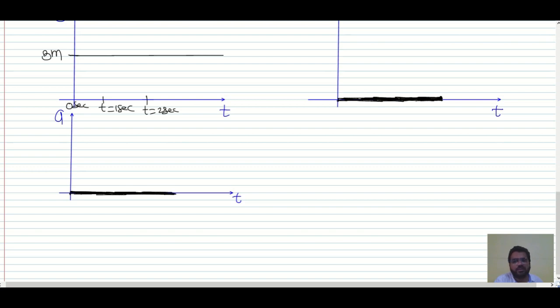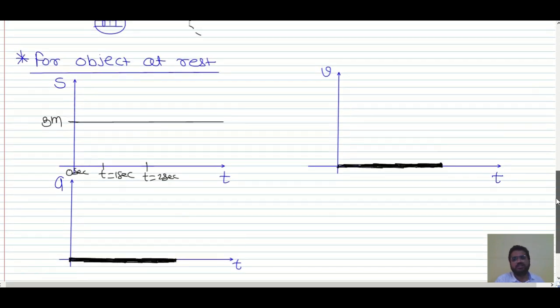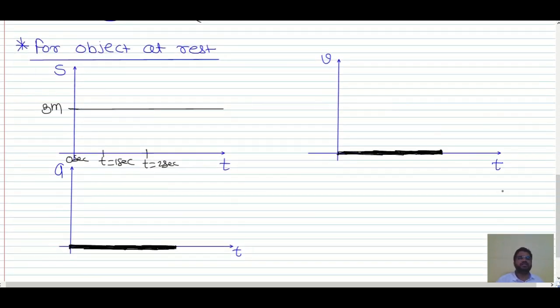See why I told like this. In this case, the acceleration will be 0 because some of you might think that if I throw the ball upward, at the topmost point velocity is 0, acceleration is still present, right? Yeah, that is there, but that is a special case. I'm talking about this case. So acceleration time graph over here will have the line which is along the time axis. So I hope this is clear. So this is for object at rest.